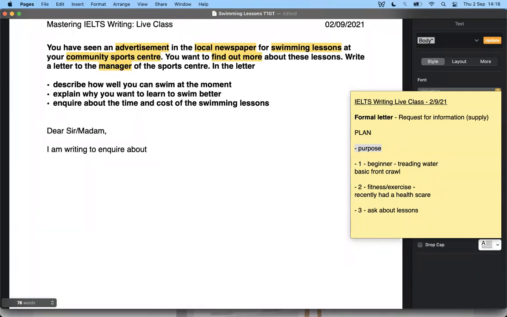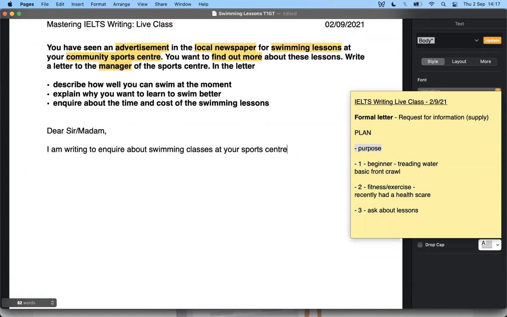Again, keep this simple. The purpose sentence, keep it simple, keep it direct. Exactly. Swimming lessons. If we want to paraphrase, we might say swimming classes, as Yuki says above. Just make sure you pluralize it as well, because that is a countable noun. So we can say swimming classes or swimming lessons. Both of the words work. About swimming classes at your sports center.